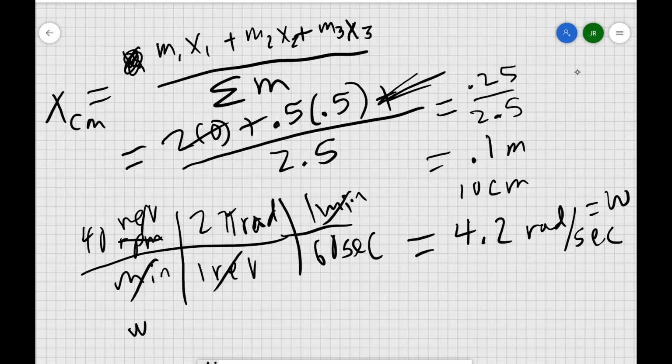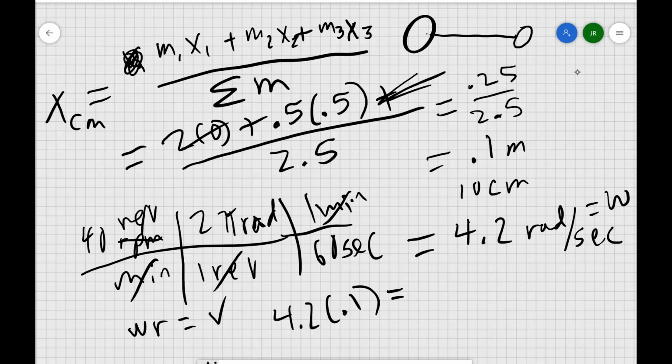Then omega r is the velocity. So 4.2 times 0.1. This is for the 2 kilogram ball, which is 0.1 meters away from the center of mass. So its velocity is going to be 4.2 times 0.1, which is 0.42 meters per second.